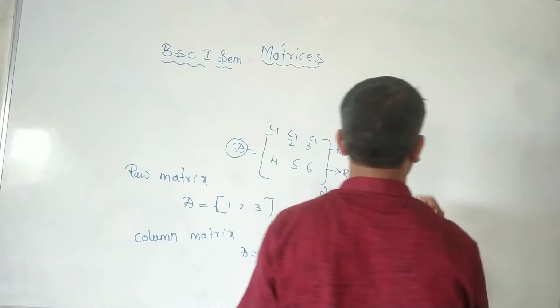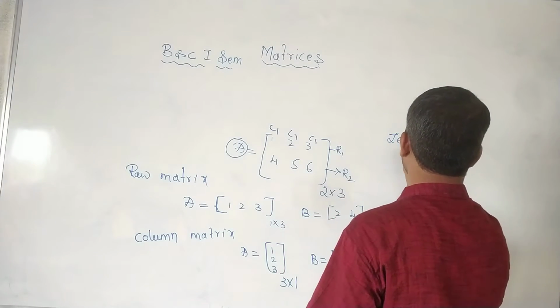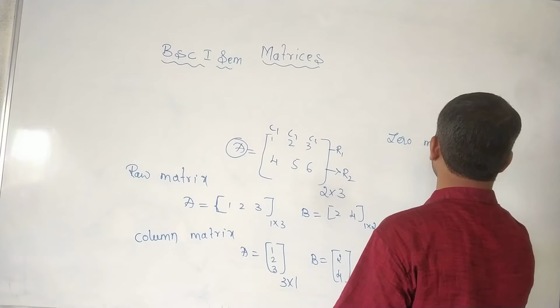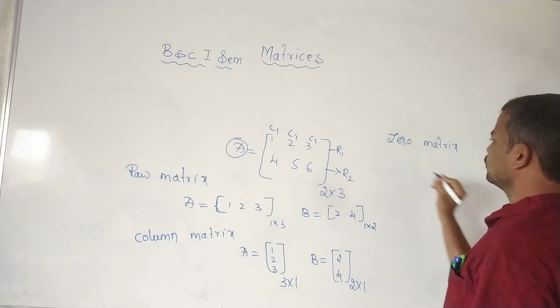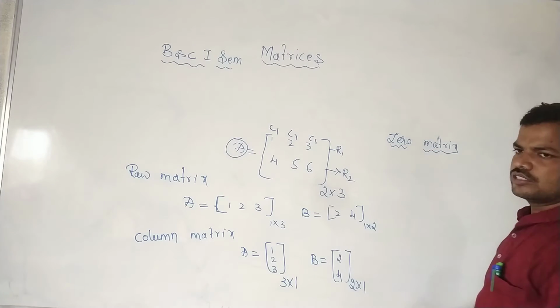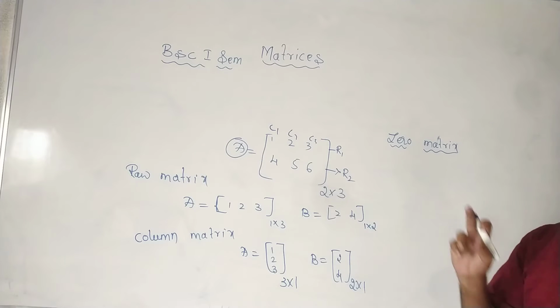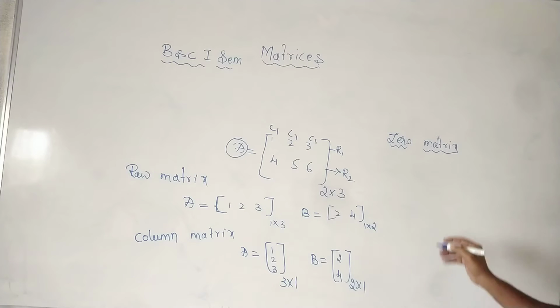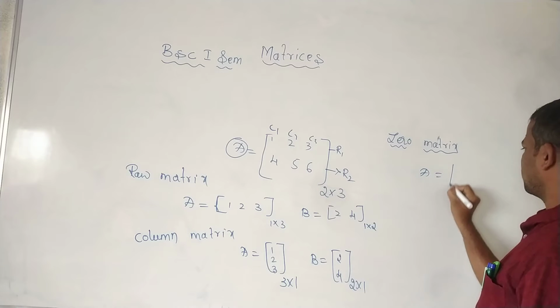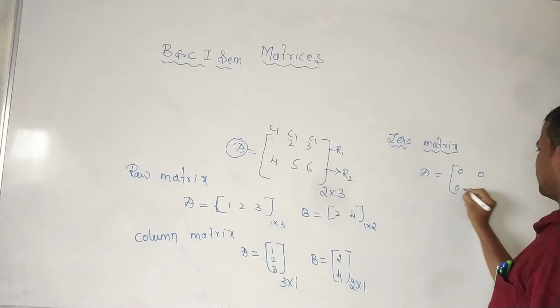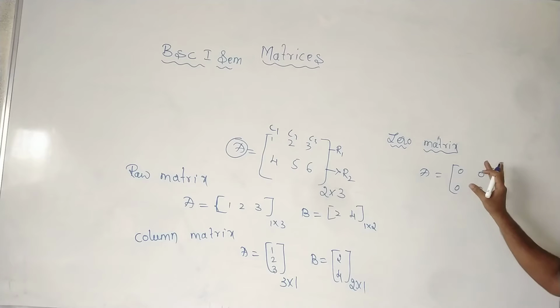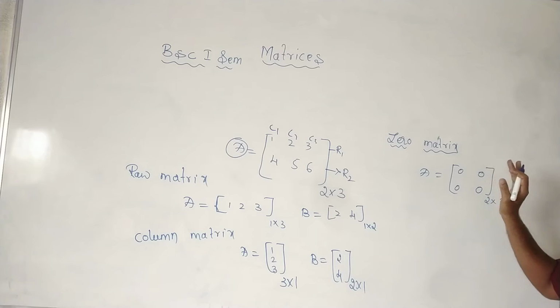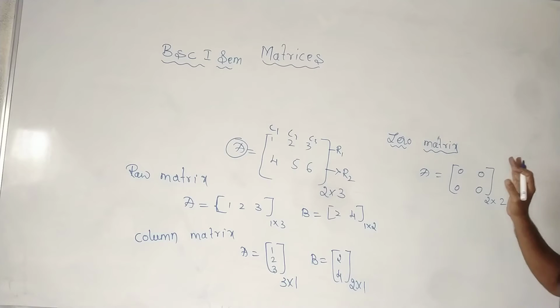Next we come to the zero matrix. What do we mean by the zero matrix? Zero matrix means all the elements of the matrix are zero. For example, if A is a matrix where all the elements are zero, this is a 2 cross 2 matrix, which we call a zero matrix, or another name, a null matrix. You know the null matrix.